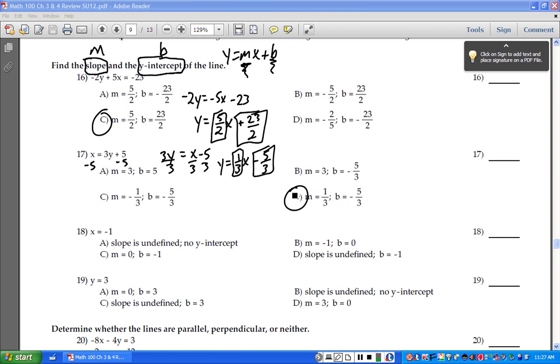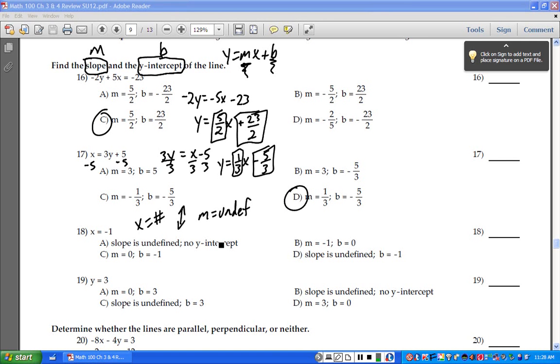Alright, 18. Slope is undefined because x equals some number. And we already know anytime x equals a number, we have a vertical line, and vertical lines have slope that is undefined. So slope is undefined.